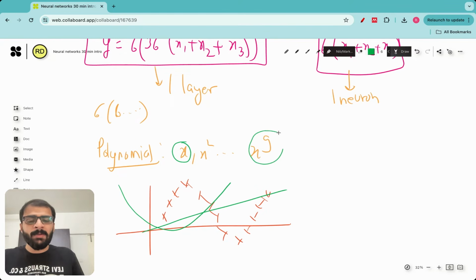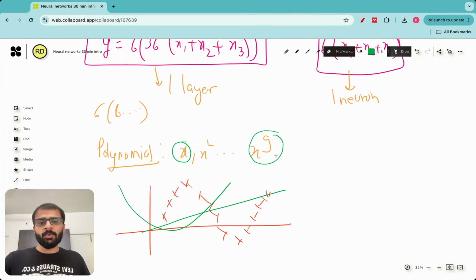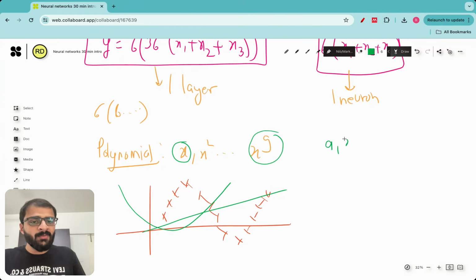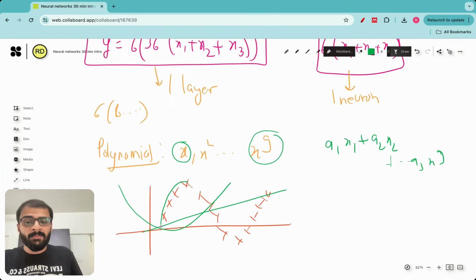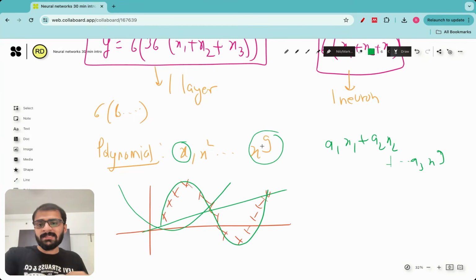But if you use x raised to the power 9, so if you use all the orders up to this, x squared, x to the power 3, up to x raised to 9, so a function like a1 x plus a2 x squared plus a3 x raised to 9, this will fit this complicated data in a much better fashion, because as the polynomial order increases, the function becomes more expressive. This is the idea of expressivity of functions. The more expressive a function is, the more complicated data it can capture.